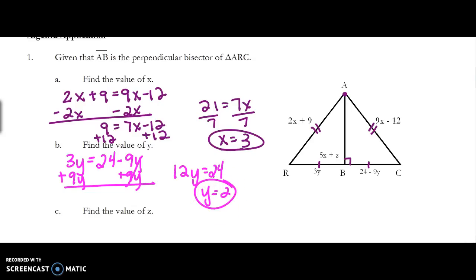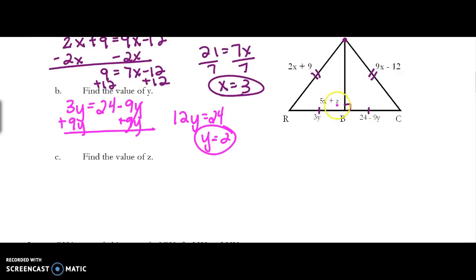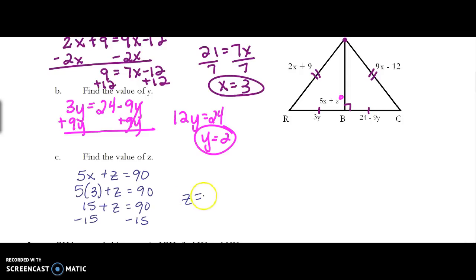Now the last one is z. If you notice, z is one of the angles, so that should have a degree symbol here, right? So we know that when we have something equal to 90 degrees, we can set it equal to 90. So 5x plus z is equal to 90. We know what x is, so we can go ahead and substitute that in and solve. So 15 plus z equals 90. And if you subtract 15, you have z equals 75.